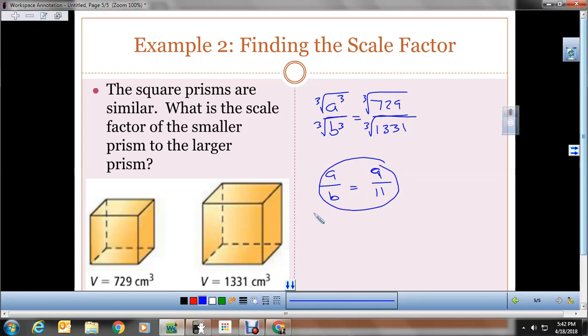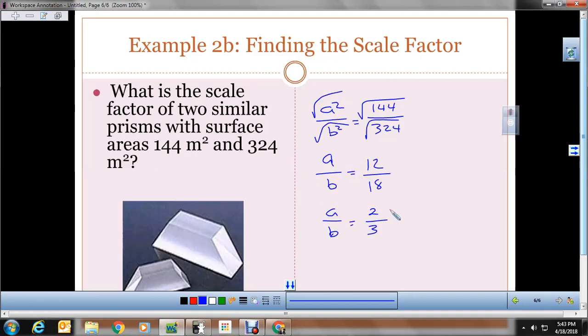Okay, so next I want you guys to try part B. Stop the video, work it out, and come back and check your answer. All right, so let's see how you did. You should get a scale factor of 2 to 3.